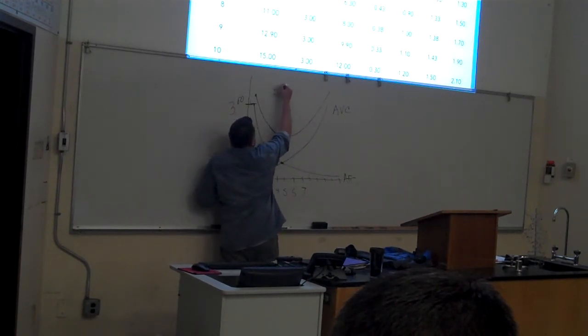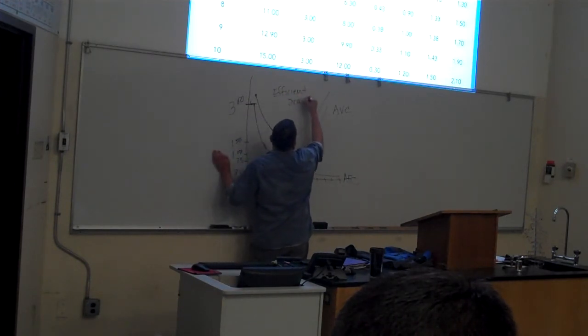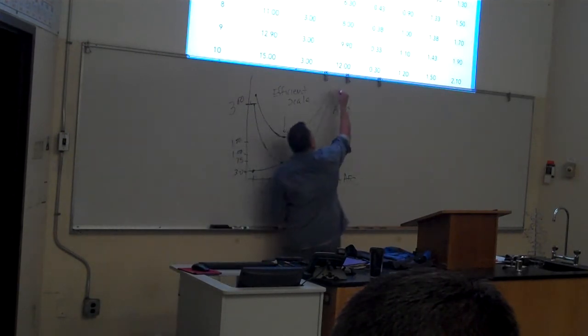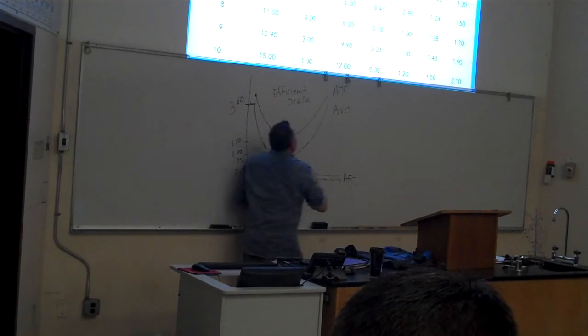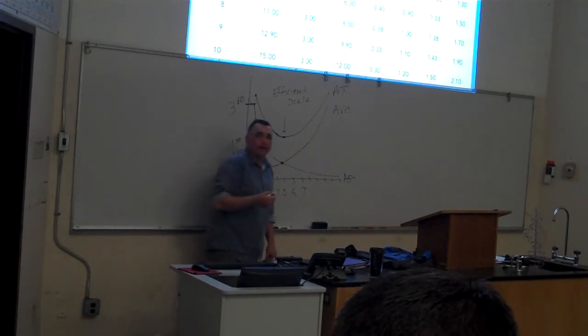All right, so it reaches some point where it bottoms out, and what's that called? Efficient scale. Okay, and that's a very important concept. Efficient scale is where average total cost bottoms out, and it's also where average fixed and average variable cost intersect.